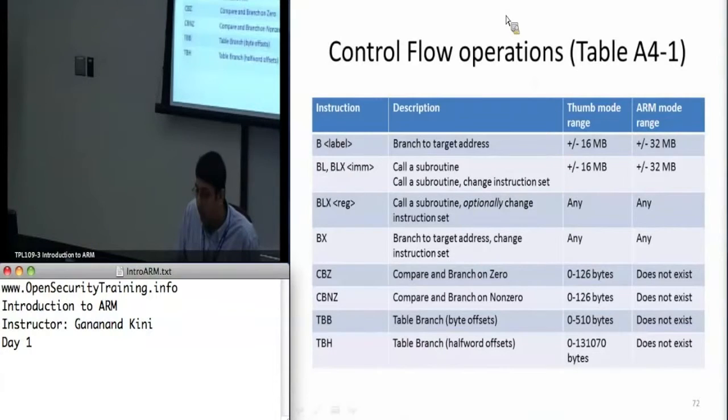Similarly, branch with link, BLX, is an interesting instruction because it actually saves the program counter into the link register before jumping to the target address. So it does this for you. BX will do the same thing. The X is essentially specifying: store the program counter into the link register and then jump to the new program counter value.